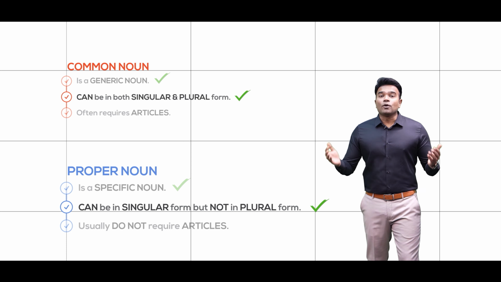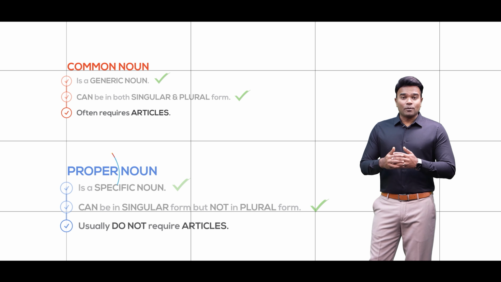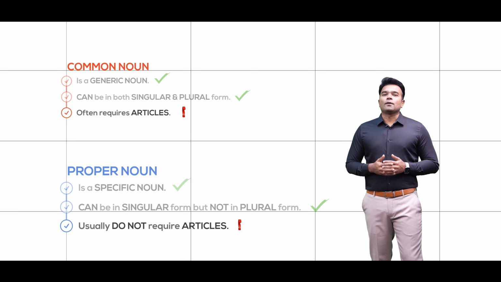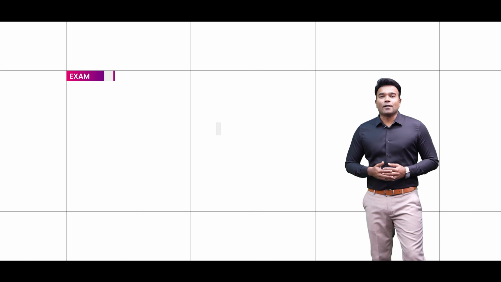But then, what do I really mean when I say that the common nouns often require articles, but the proper nouns do not require articles? Well, what I mean, let me tell you through a few examples. So, let me proceed. Have a look at this sentence.